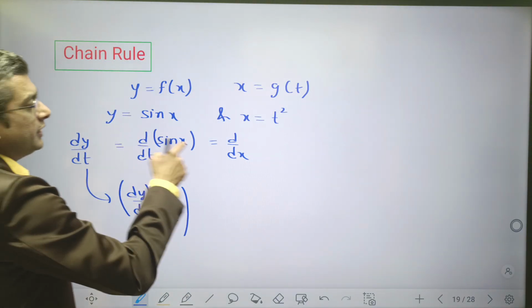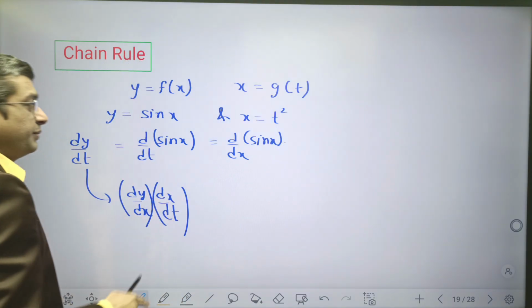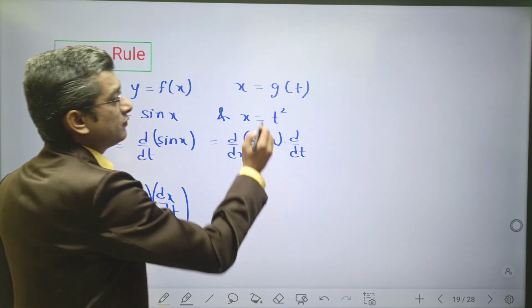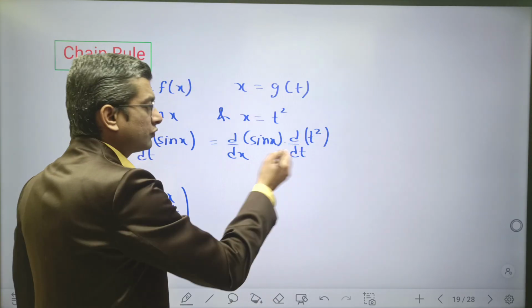What is y? That is sine x. And after that, dx by dt. After that is d by dt of x. And what is x here? Here x is t square. So this is t. Solve it.